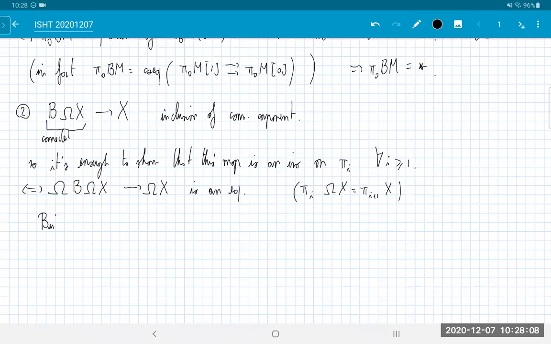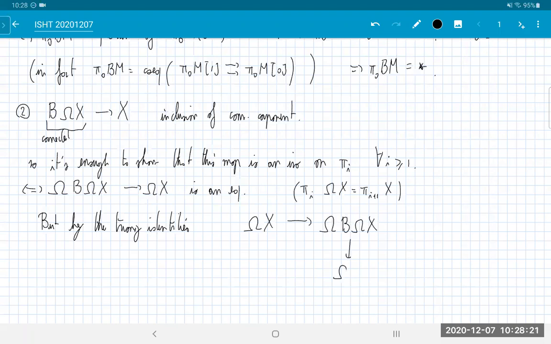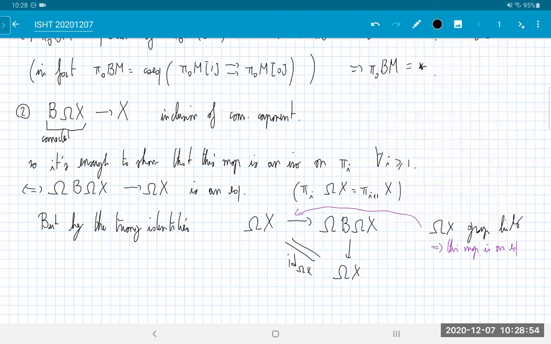But by the triangular identities, we have omega x goes to omega b omega x goes to omega x, and we have the identity of omega x. And now this omega x is group-like. So this map is an equivalence, by the main theorem we proved last time. And so we are done.